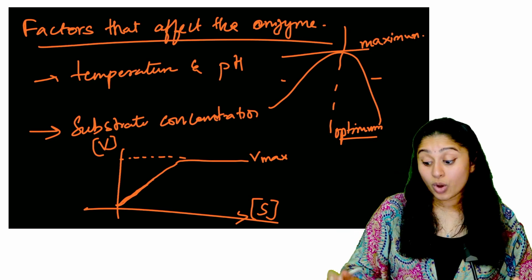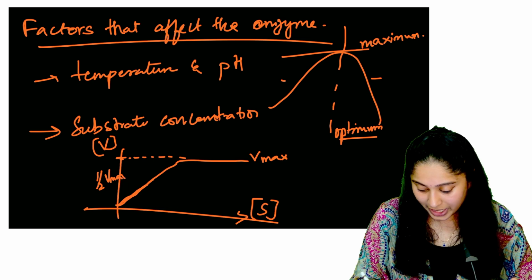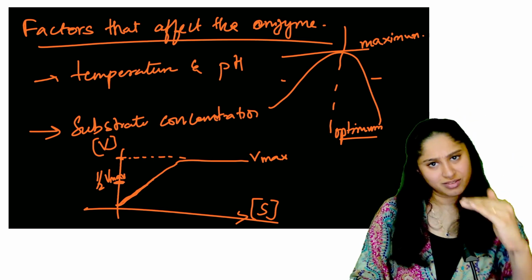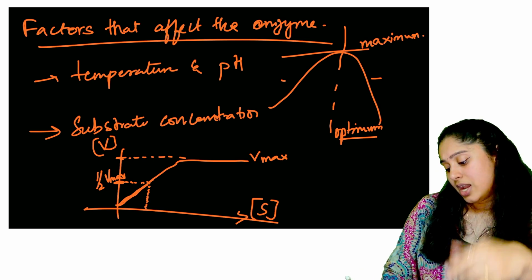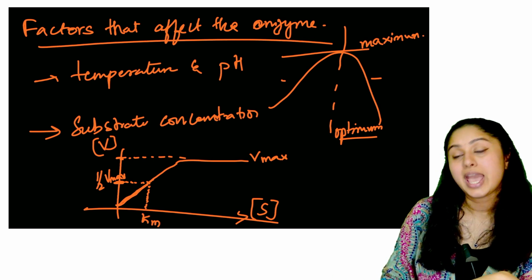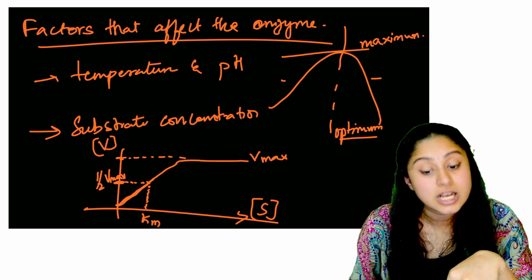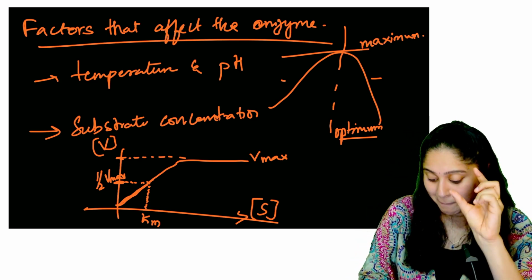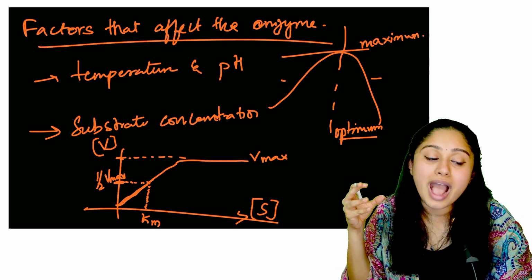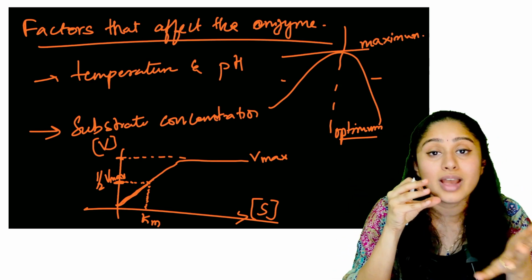Understood? Now, the amount of substrate that is required to attain half the maximum velocity, half the value, is what I call the Km value, also known as the Michaelis constant. Now this Michaelis constant is a measure of how interested the substrate is in the enzyme.